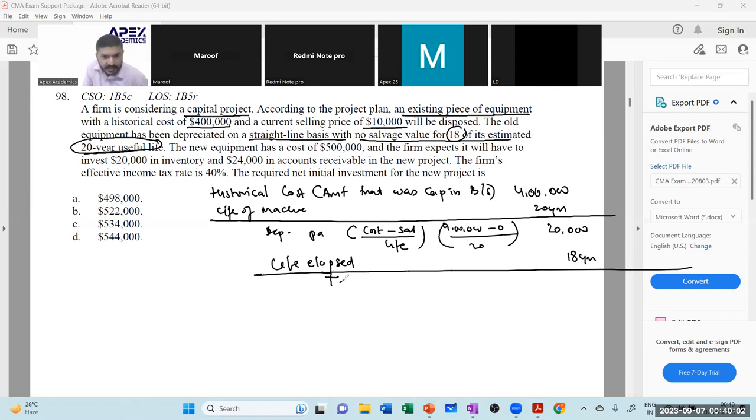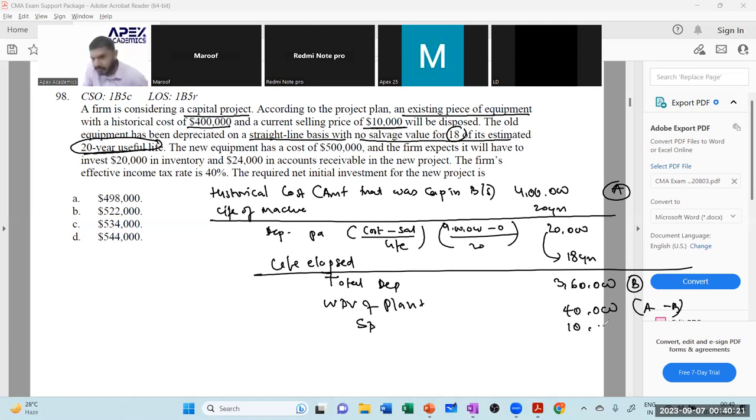What is total depreciation? This into this, 3,60,000. What is the written down value of the plant? A minus B, 40,000. What is the selling price of this item? 10,000. You are selling something worth 40 for 10. You have a loss of how much? 30,000. The new equipment will cost 5 lakhs.